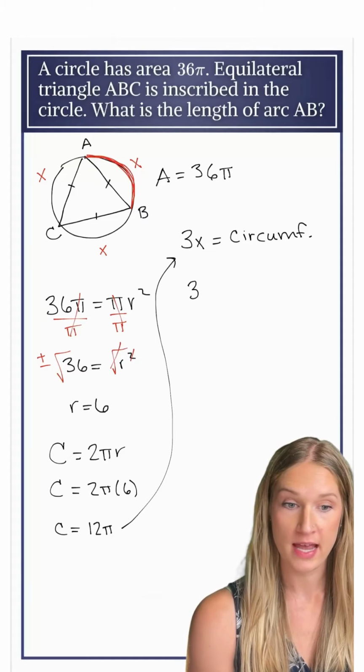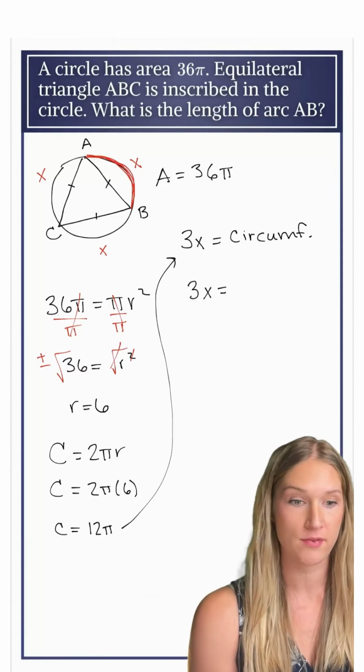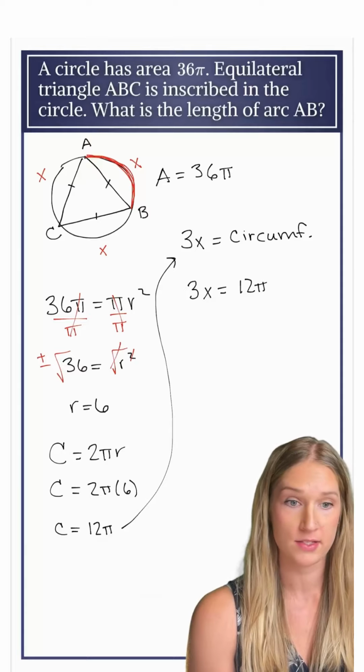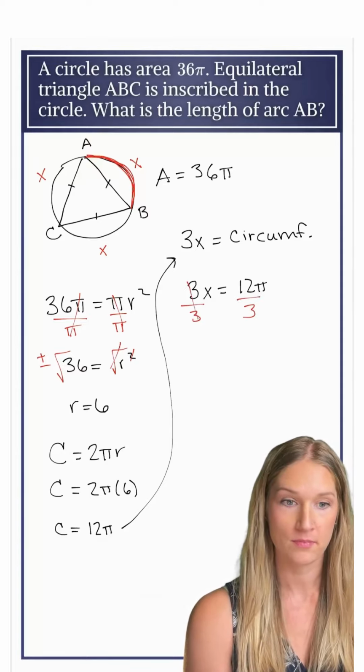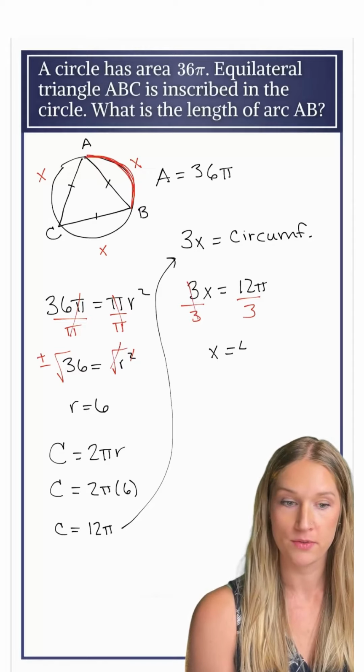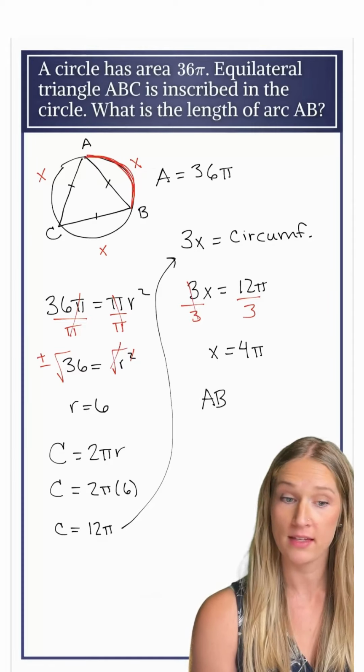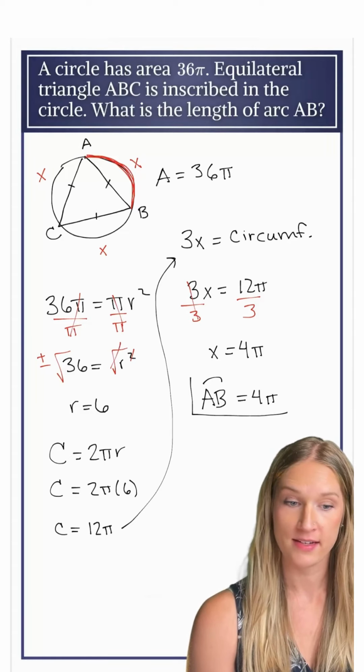3 of those arcs x is going to make up your entire circumference of 12 pi. So let's solve for x by just dividing by 3. And x is going to equal 4 pi. So then the length of arc AB is 4 pi. And that is all.